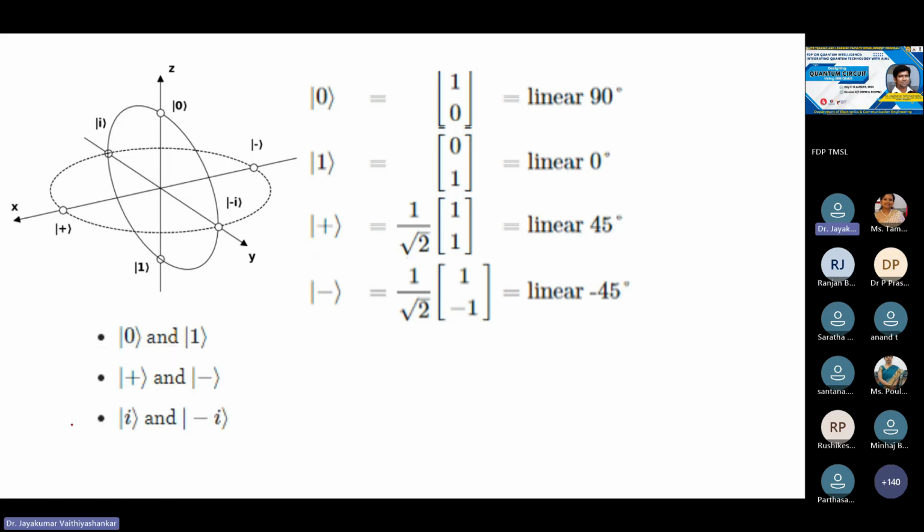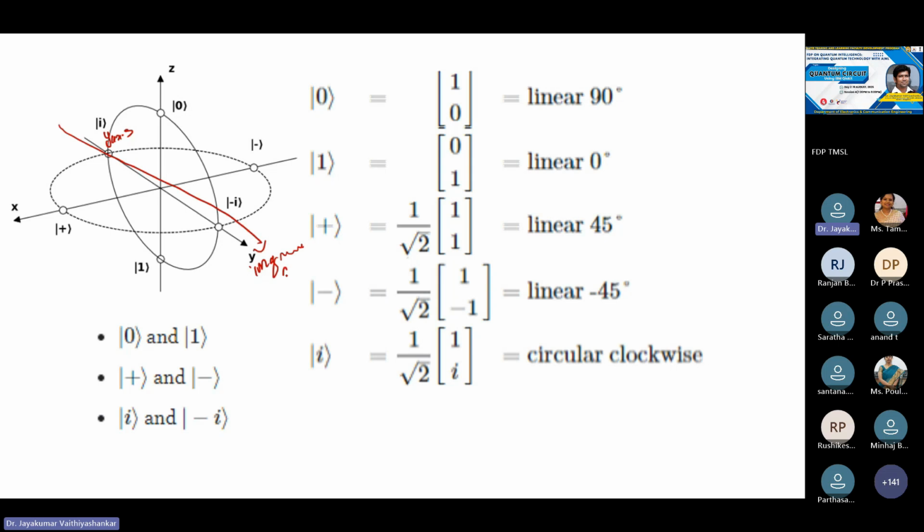Next, look at the y-axis. The y-axis represents imaginary value, or the imaginary component. The whole x-axis contains the real component, real value. So this is the difference between x and y. Since y deals with imaginary, that is why the second component is I.